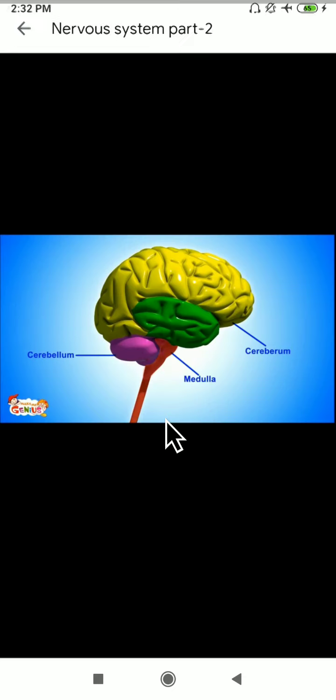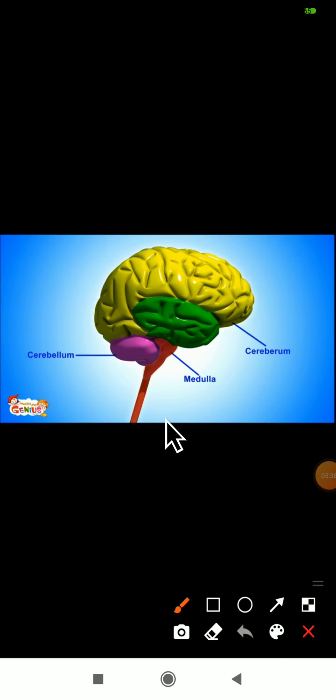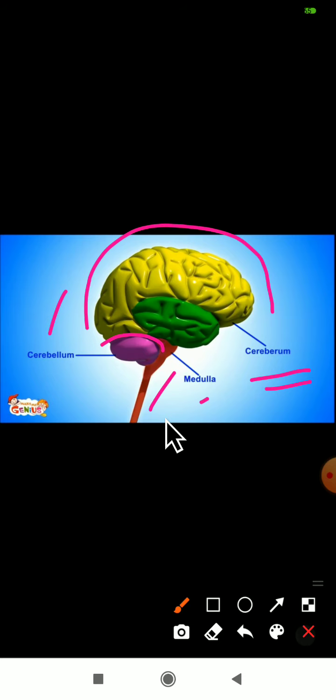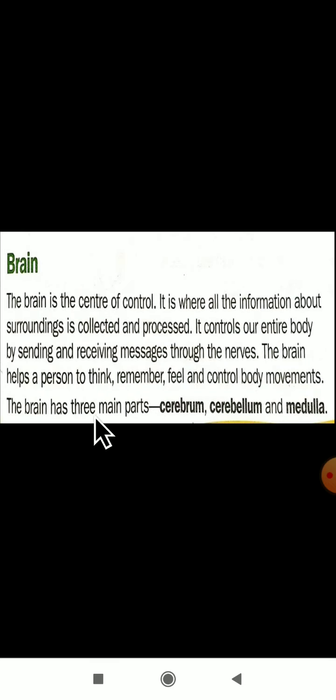You can see this is the picture of a brain. It has a total of 3 parts. This yellow colored part is the cerebrum. This pink color portion is the cerebellum. And this red color part is the medulla. How many parts does it have, dear students? It has 3 main parts.